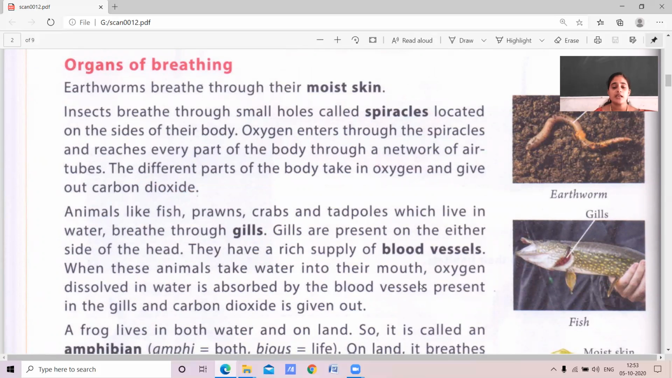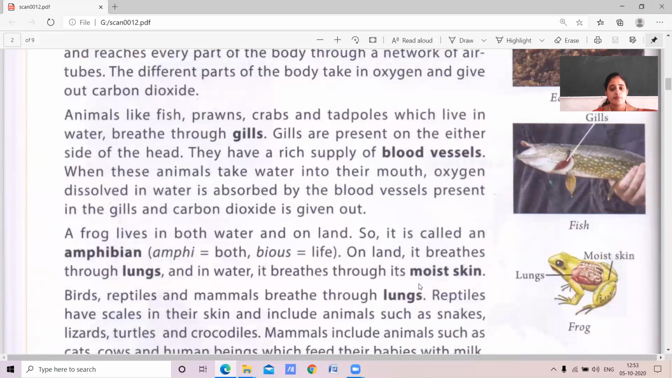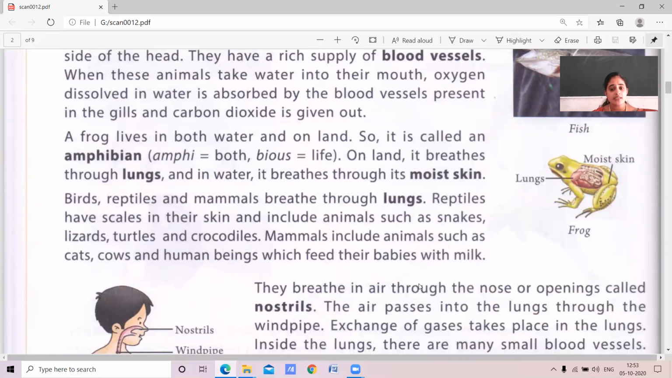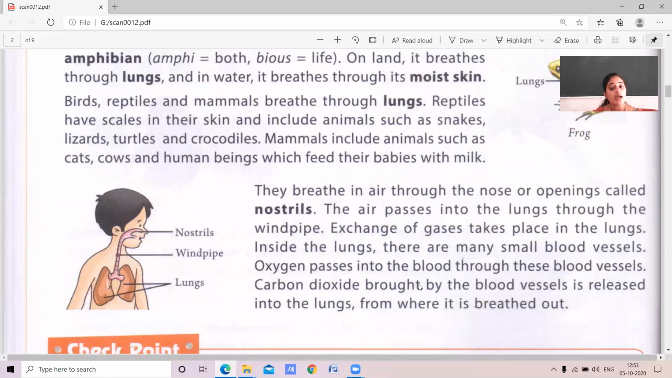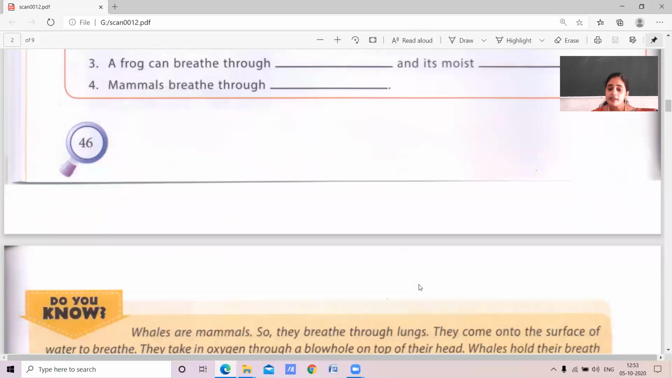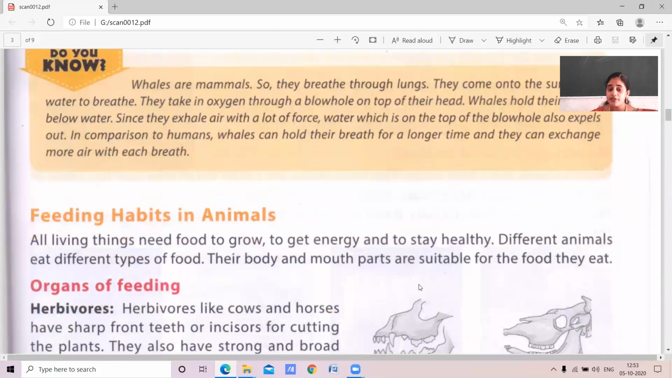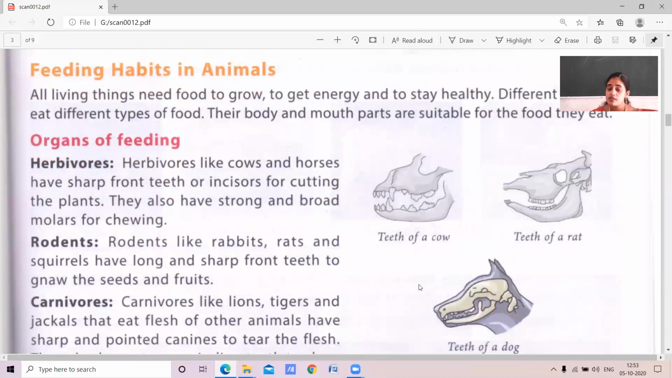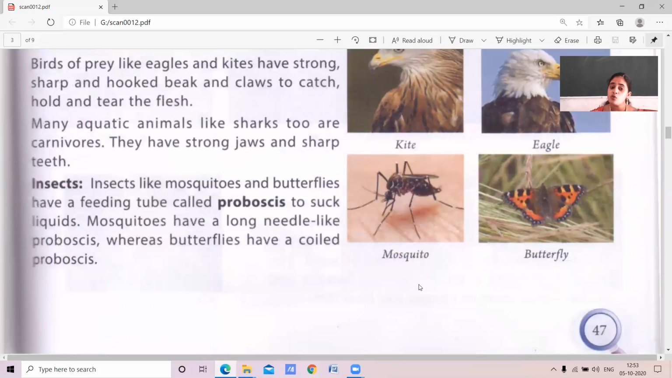Some animals like the earthworm breathe through moist skin. Some of them breathe through gills. Some breathe through moist skin as well as lungs. And the highly evolved group of animals breathe with the help of lungs. And then we learnt about the feeding habits of animals: herbivores, rodents, carnivores and omnivores.